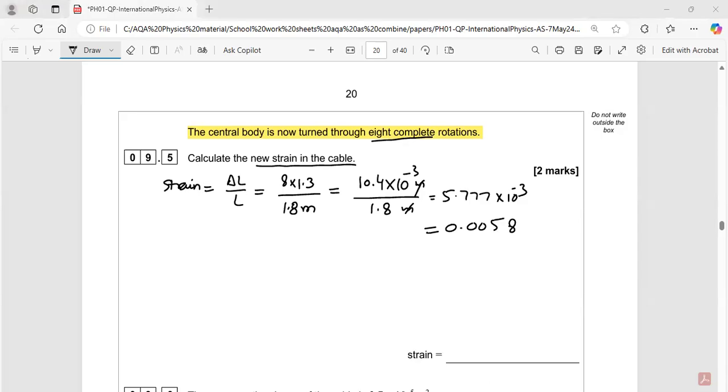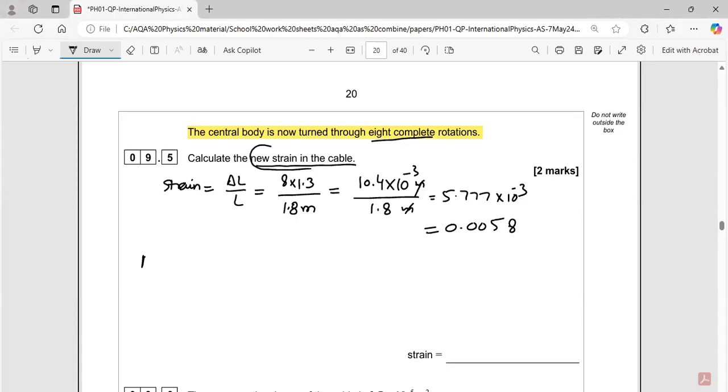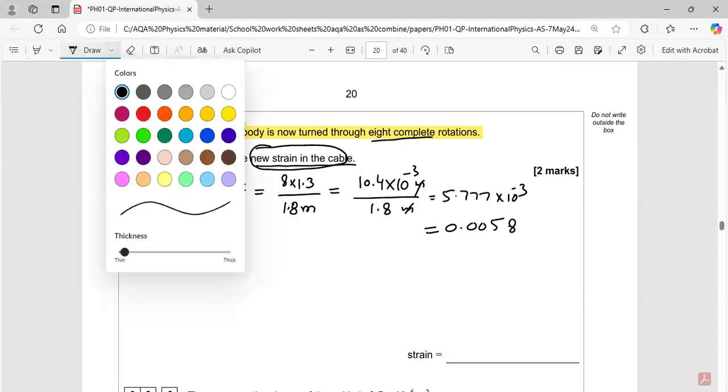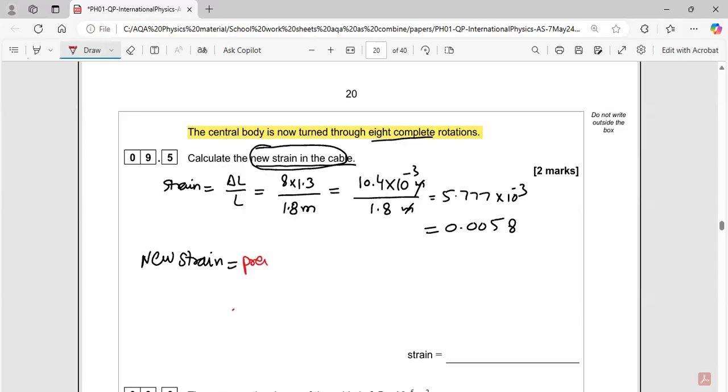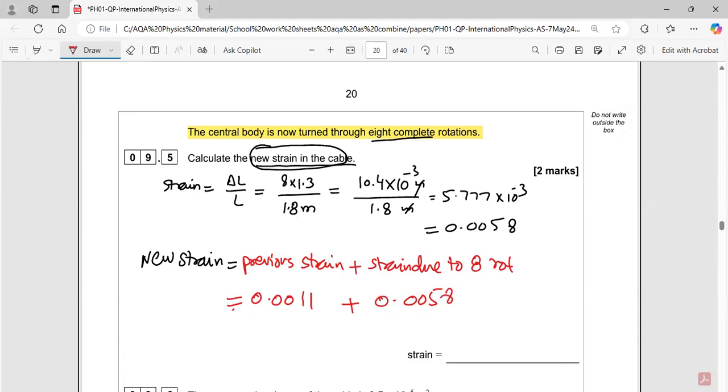So now you have to look for the previous strain as well, because this was under previous strain as well. So as they are saying new strain in the cable, we say the new strain is equal to the previous strain plus strain due to 8 rotations, because they're asking what is the complete strain. The previous strain was 0.0011 and the new strain is 0.0058. You simply add them. So this is 0.0069. So this is your new strain, right?